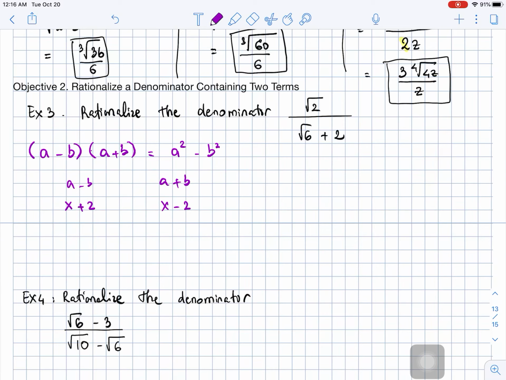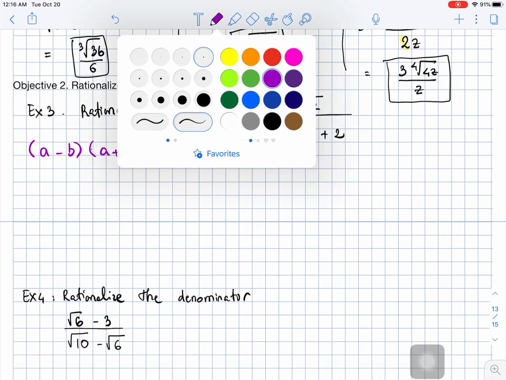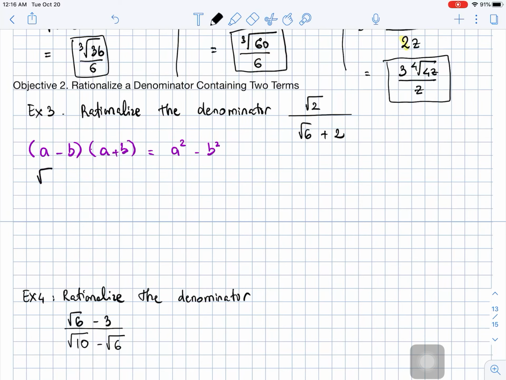We will multiply by the conjugate. What do I mean by the conjugate? If you have a minus b, the conjugate is a plus b. If you have x plus 2, then the conjugate will be x minus 2. So the same but the opposite sign. If you have square root of 3 minus x, then the conjugate will be square root of 3 plus x. Then we will multiply together.